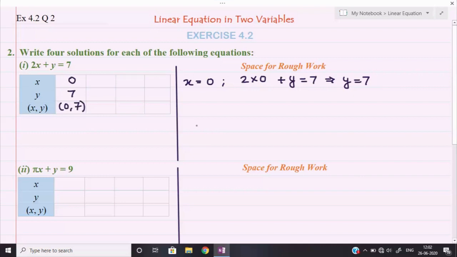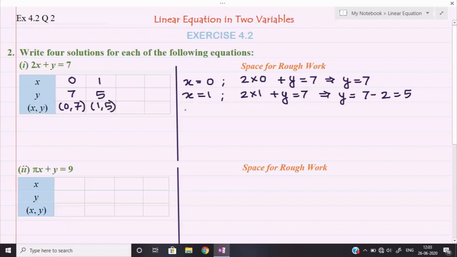Let us find some more solutions. Suppose I take the value of x equal to 1. In that case this will be 2 into 1 plus y is equal to 7. Now 2 into 1 is 2, and I am sending 2 to the other side. So y will be equal to 7 minus 2, and that is equal to 5. What is the value of x I have taken? 1. So at x equal to 1, the value of y will be 5. So the solution is (1, 5), right?